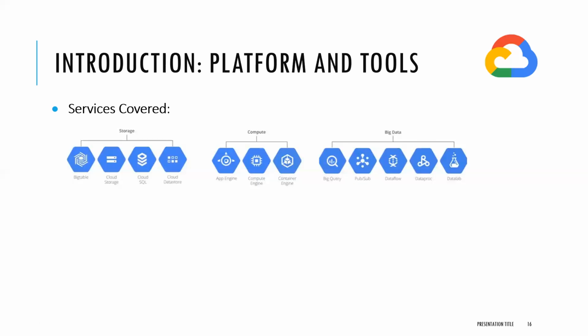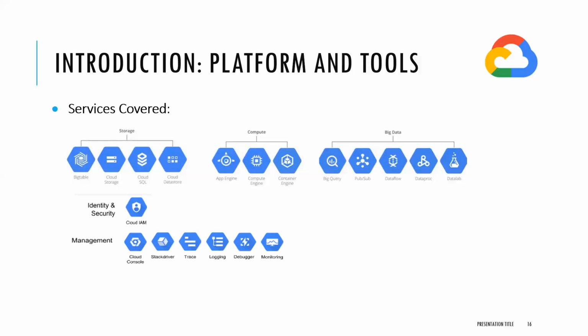Also, if you can spin up your Google free account, which is valid for 90 days with a credit of $300 given automatically by Google whenever you opt in, we can also practice. Also, we'll cover the identity and security part, and also the management console like Cloud Console, logging, and monitoring.